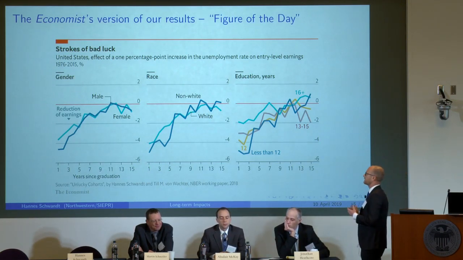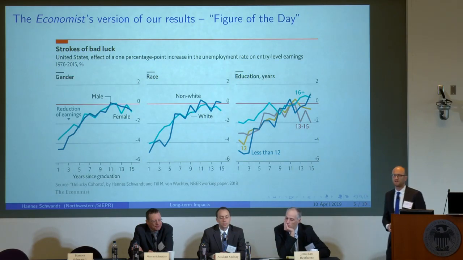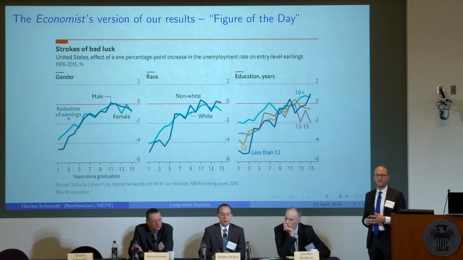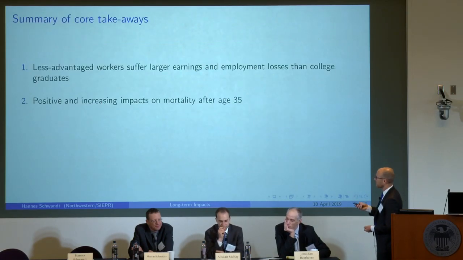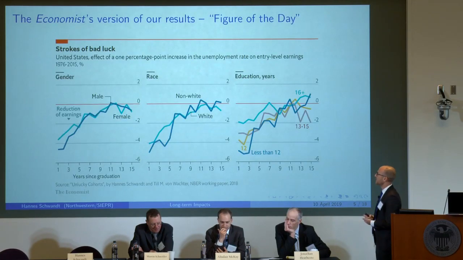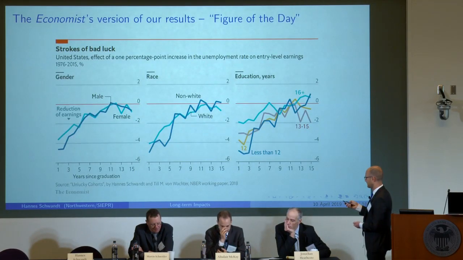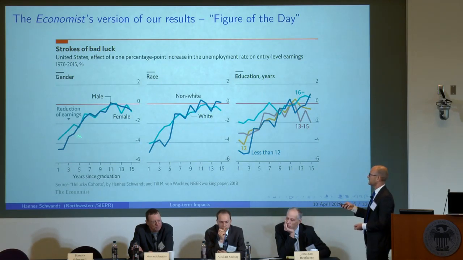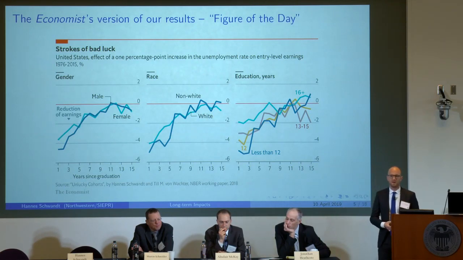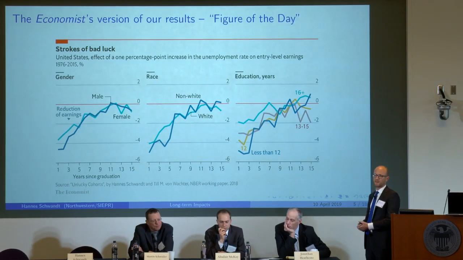What we see is the effect of a 1 percentage point increase in the state unemployment rate in the year of graduation. This is on the y-axis. On the x-axis, we have the years since graduation. So we estimate separate effects for every year since graduation. And this shows that for the overall population, this is like males versus females, we have about a 4% decrease in earnings for every percentage point increase in the unemployment rate.